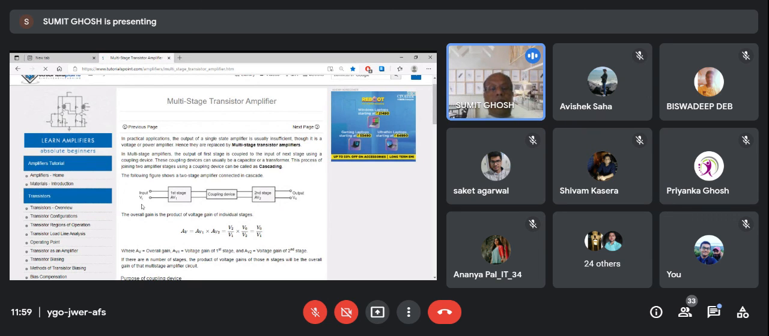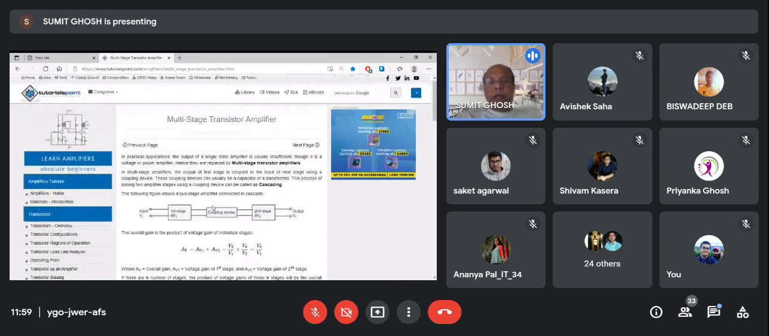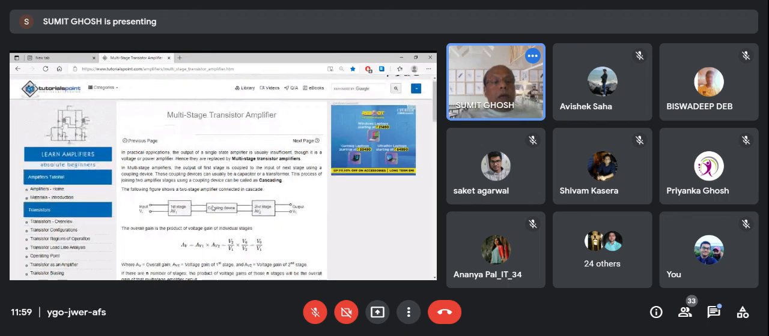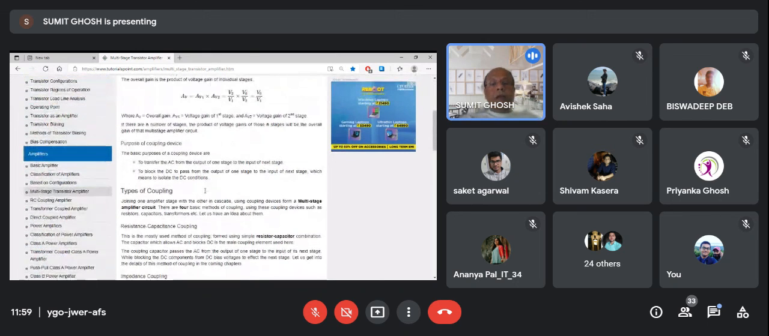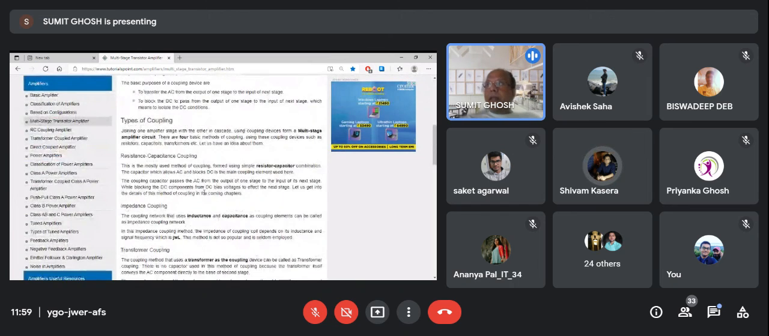Here the input is V1, the output is V0. The gain of the first stage is V2 by V1, and the gain of the second stage is V0 by V2, because the output of the first is connected to the input of the second. So the overall gain is V0 by V1, which is much more. That is why, if you want more gain, you connect multiple transistors. Okay, so we finish here.